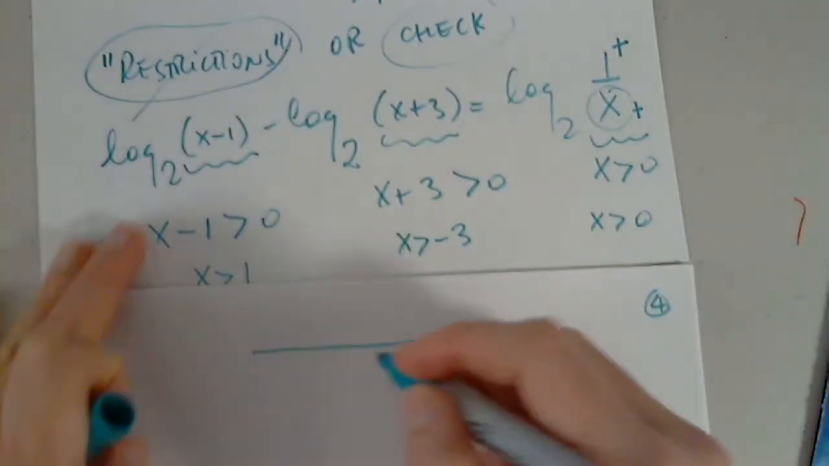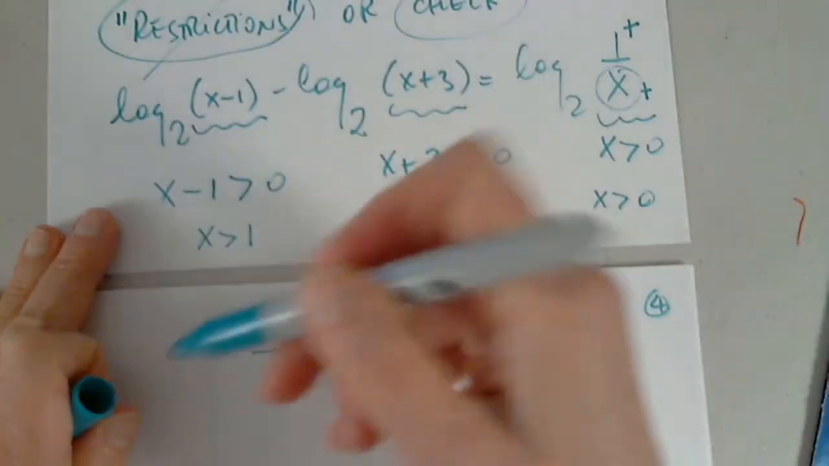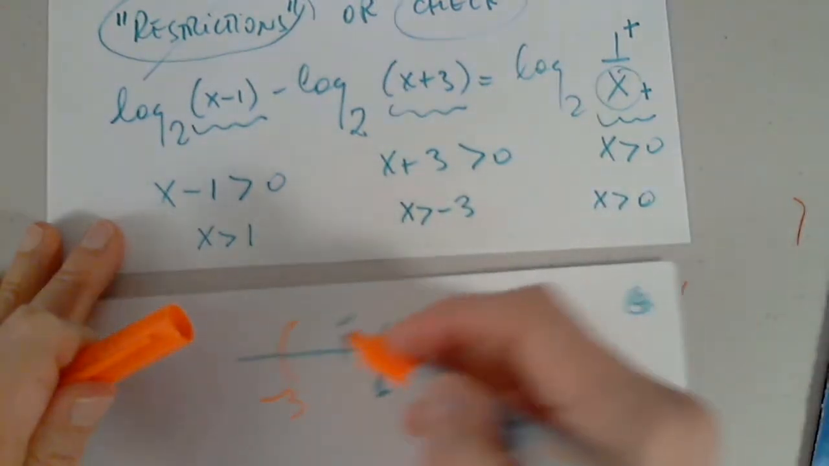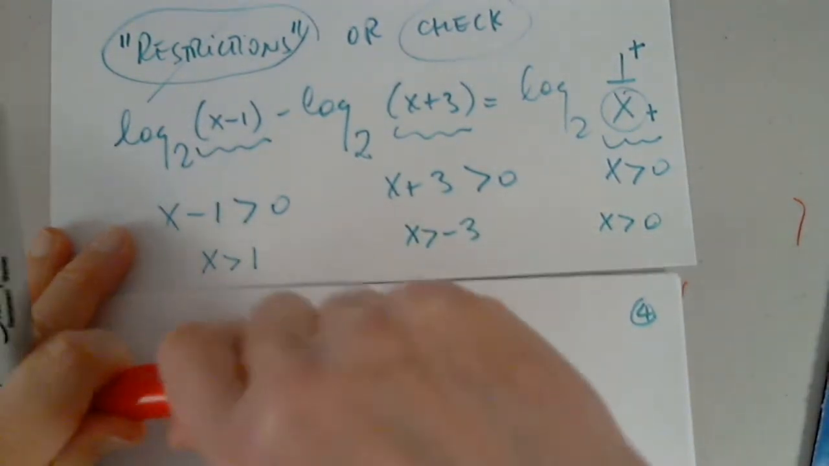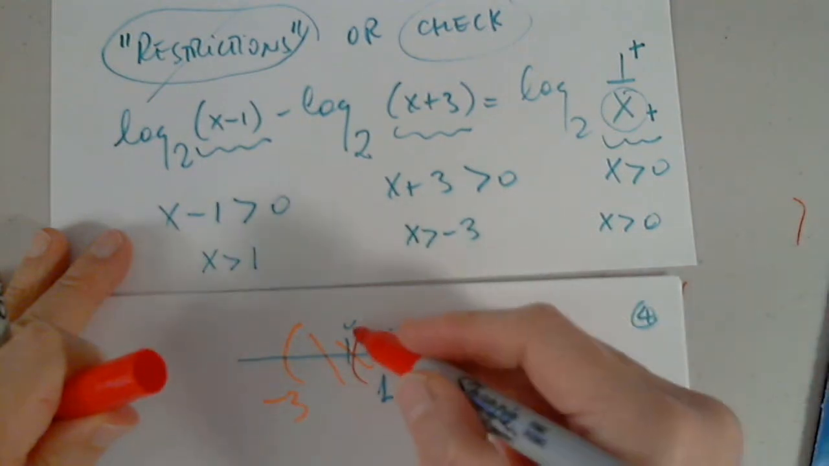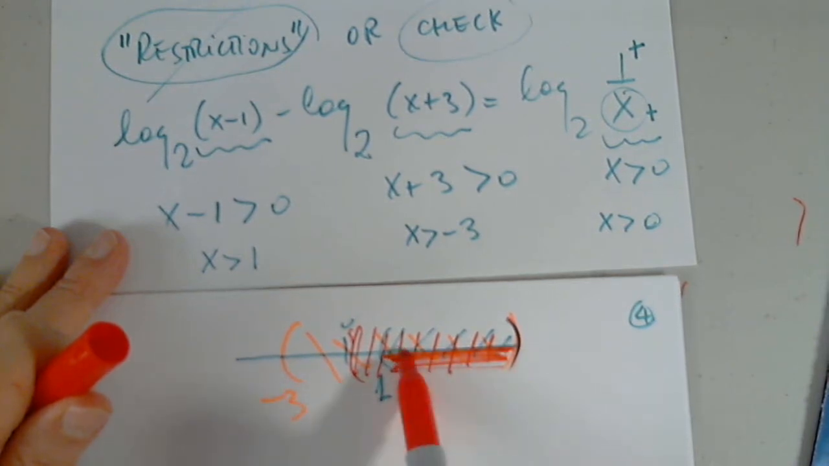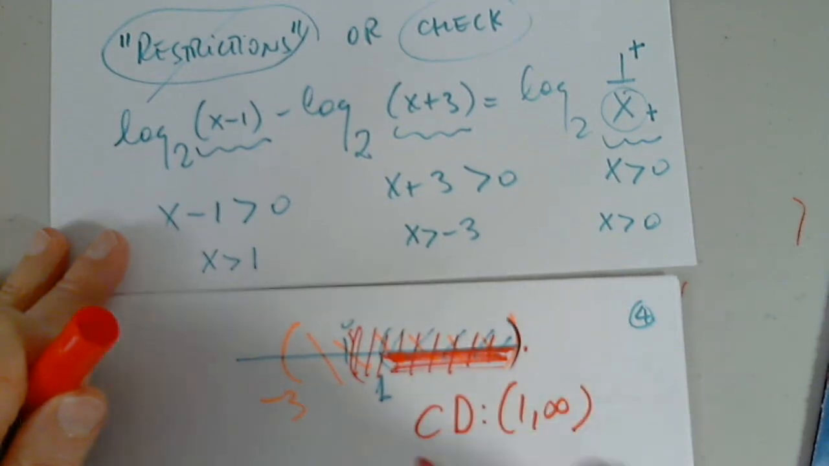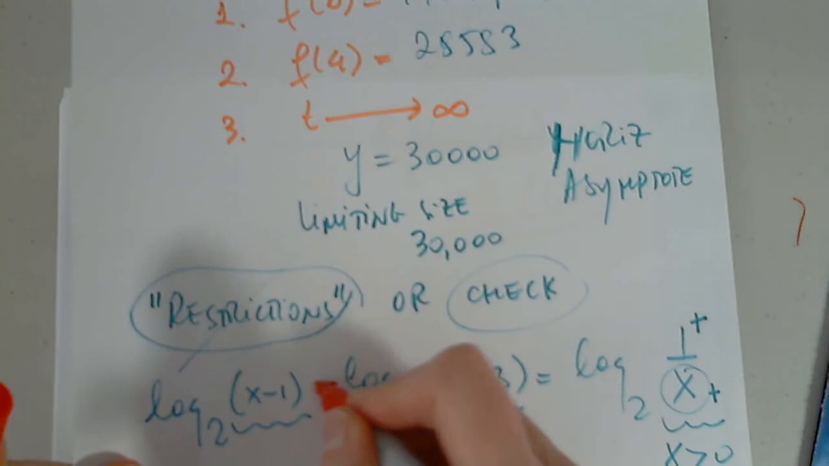So the first one says from 1 to infinity. The next one says from -3 to infinity. And the last one says from 0 to infinity. So all three colors are only here, from 1 to infinity. So the common domain, 1 to infinity. Whatever I get, if I don't get it between 1 and infinity, I will disregard it. Only now I can condense, because there is a difference here.